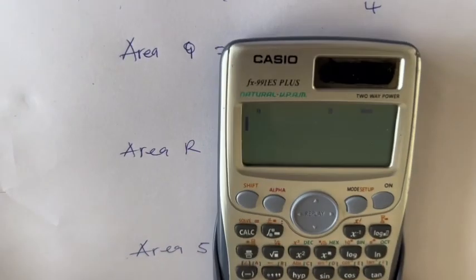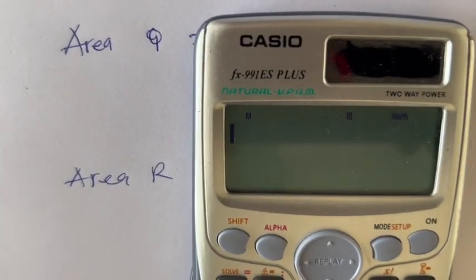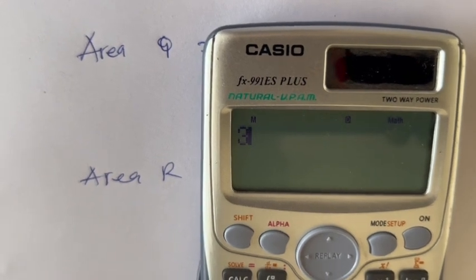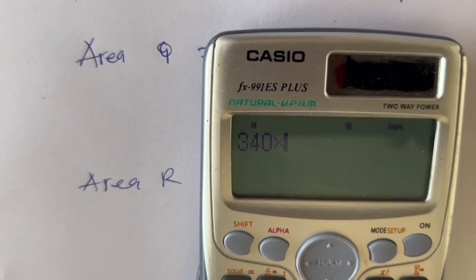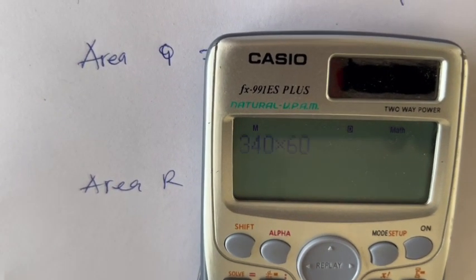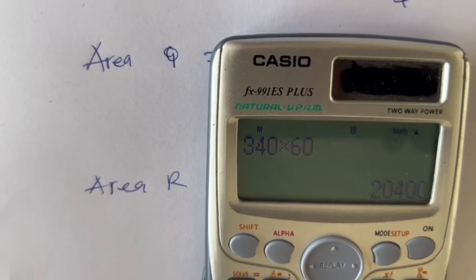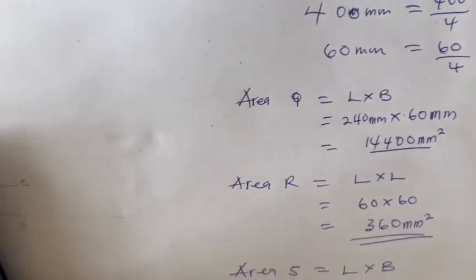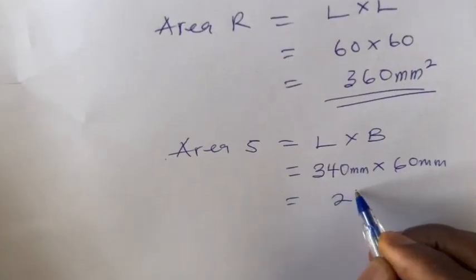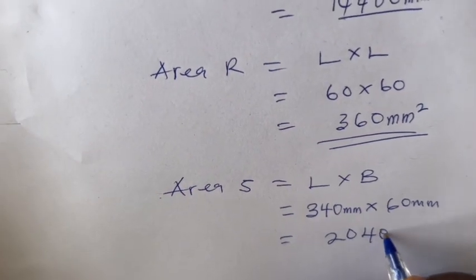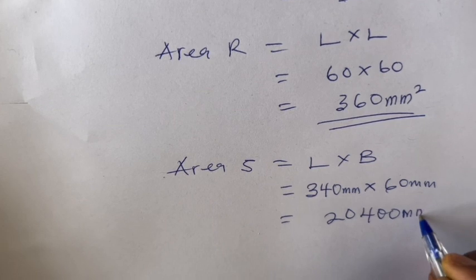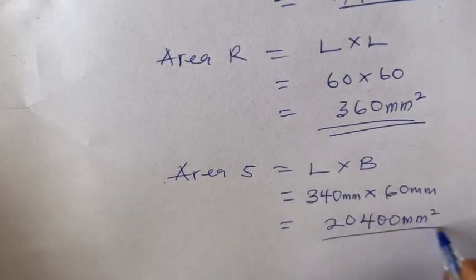Then we move on and check the calculation for that. So with the help of our calculator, we can also work on this now. We have 340 multiplied by 60, and that is going to give us 20,400 mm square, and that gives us the area of this.